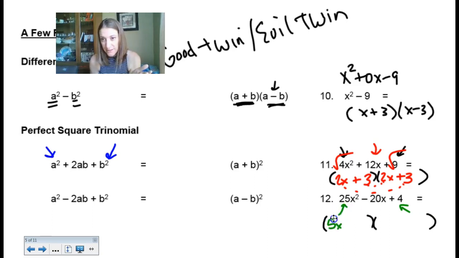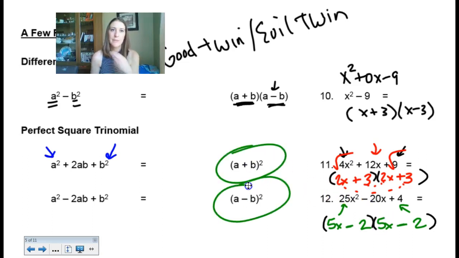So 5x and 2. And if you look at the signs, it would only work out if you had two negatives, right? So that's negative 10 plus another negative 10 on the arches, which is how we get the negative 20. Notice the pattern. They write them as a plus b squared or a minus b squared. That is a shorthand way of saying the exact same thing.